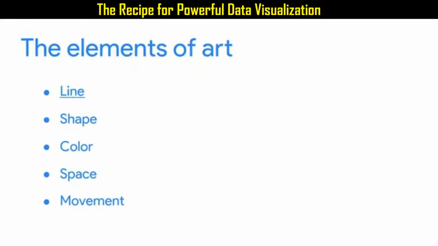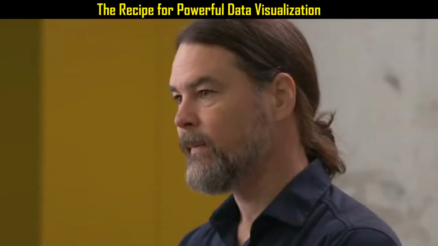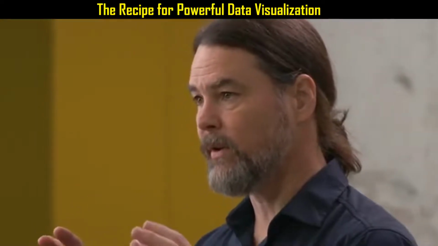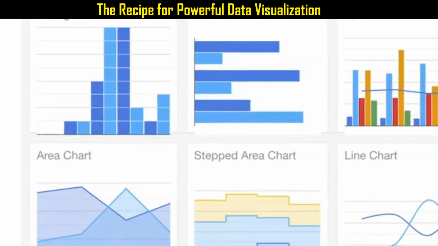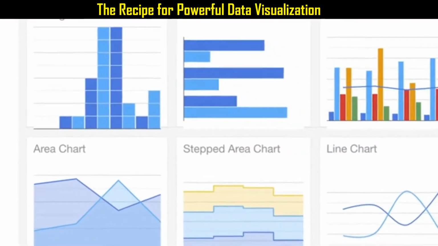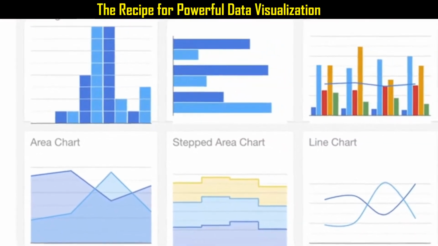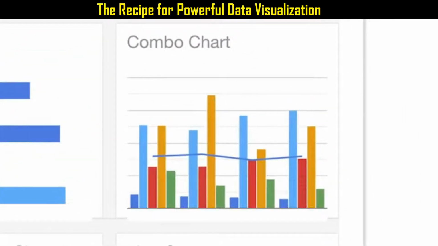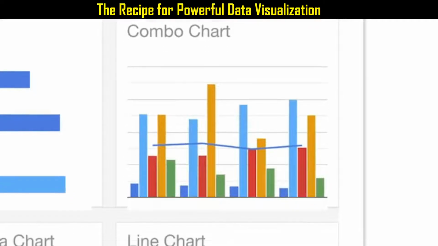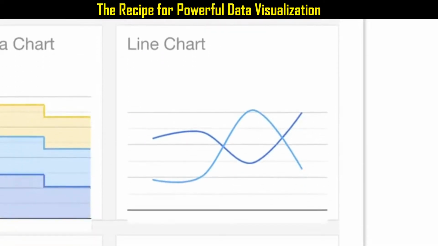Lines in visualizations can be curved or straight, thick or thin, vertical, horizontal, or diagonal. They can add visual form to your data and help build the structure for your visualization. These charts show some of the variety that lines can bring to your data viz. The combo chart shows two different types of lines, both providing a graphic for the data. The line chart does the same, but uses curved lines instead.